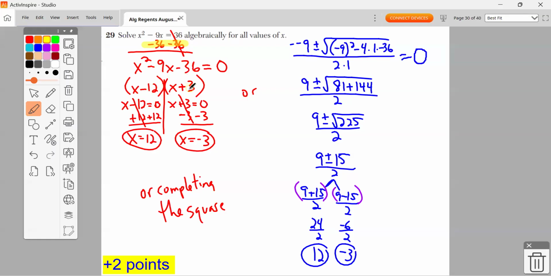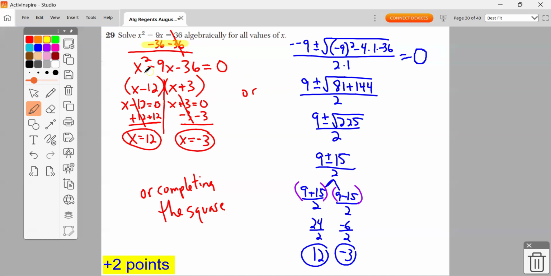It's negative 12 and positive 3. Negative 12 times 3 is negative 36. Negative 12 plus 3 is negative 9. Draw your line down the middle, set both sides equal to 0, and solve. Plus 12, minus 3, we get 12 and negative 3.